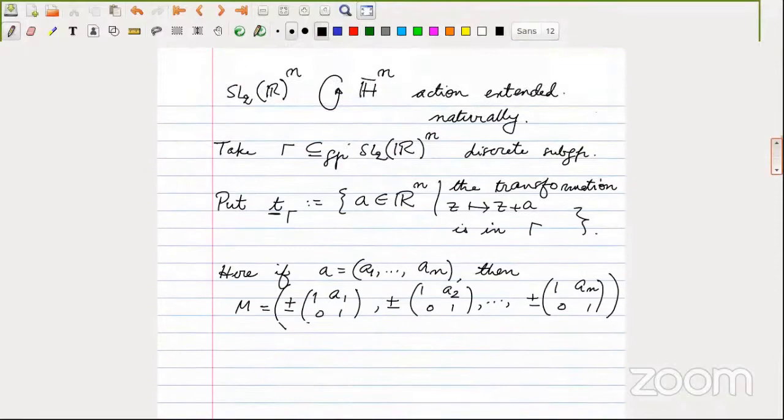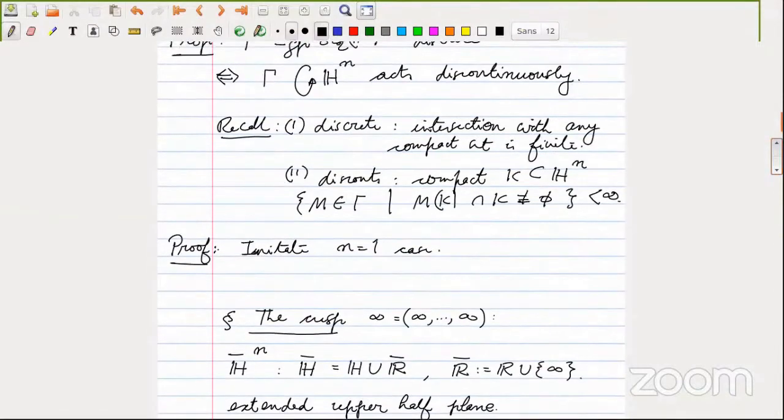Hello, this is Rupam. In the previous slide, when you're writing this R union infinity, is it R^n union infinity, or that R bar you're writing? R bar is R union infinity. So you're writing the n equal to one case here? Yes, this is for the n equal to one case. As Rupam has pointed out, this is the n equal to one case, and for H^n bar I take copies of this one.